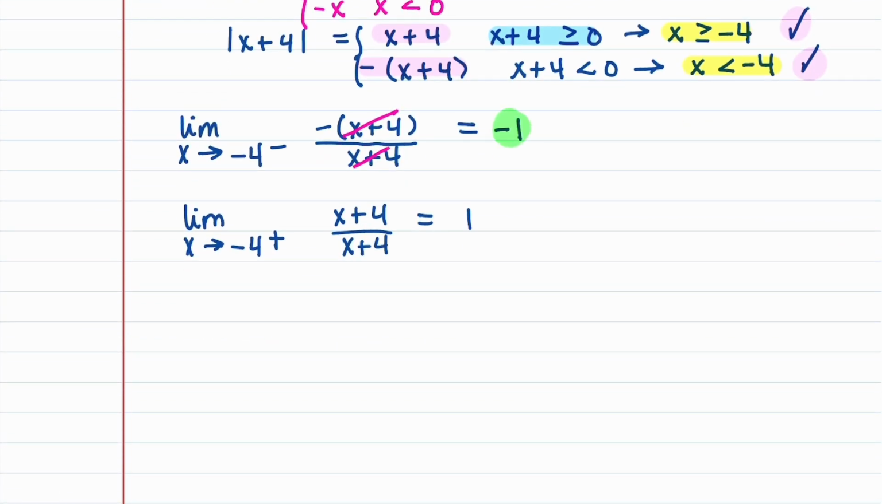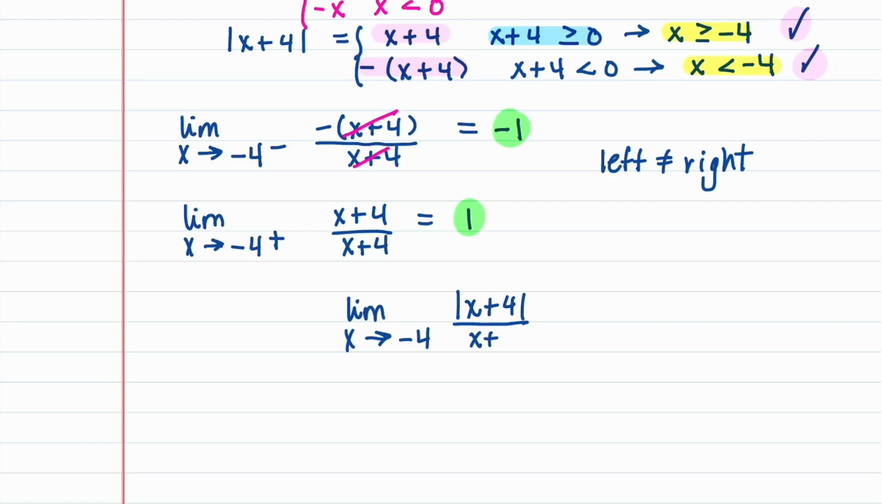Notice that our limit from the left does not equal our limit from the right. We know from the definition of a limit that it's only going to exist if the limit from the left equals the limit from the right. So we can conclude that the limit as x goes to minus 4 of the absolute value of x plus 4, all divided by x plus 4, does not exist. So we're going to write this as DNE for our answer.